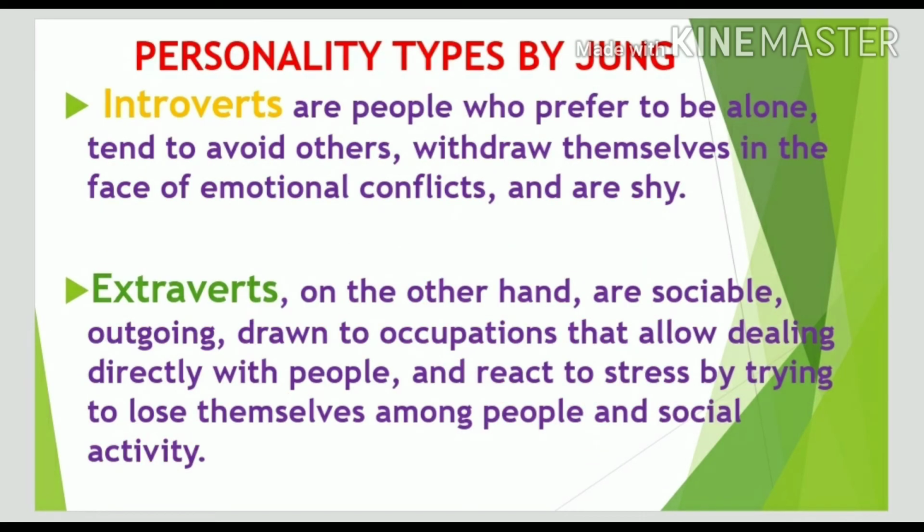Now, next is personality types by Jung, and they are widely recognized. And these two types are introverts and extroverts. People who are introverts, they prefer to be alone. They tend to avoid others, withdraw themselves in the face of emotional conflicts, and are shy. Whereas extroverts are sociable, outgoing, drawn to occupations that allow dealing directly with people, and react to stress by trying to lose themselves among people and social activity. So these two types are widely recognized and widely used by people.